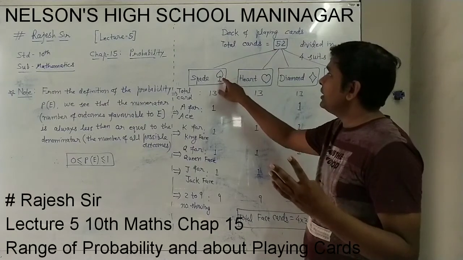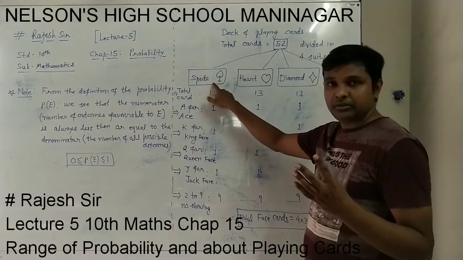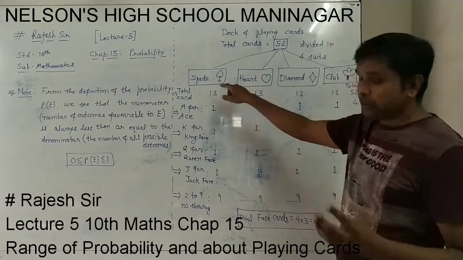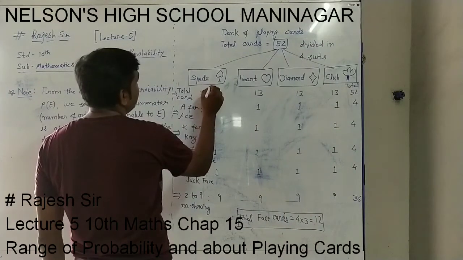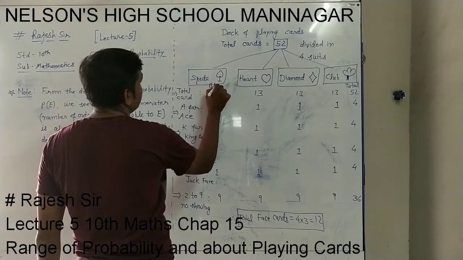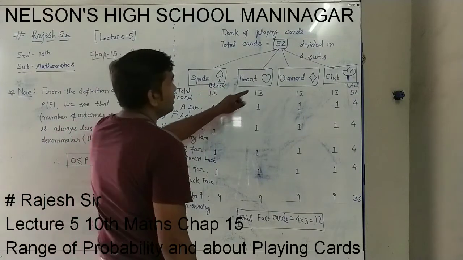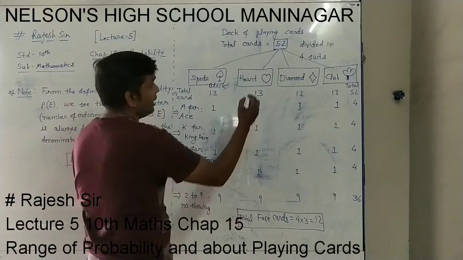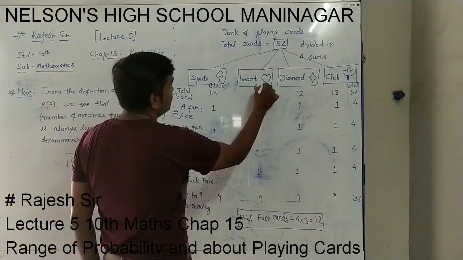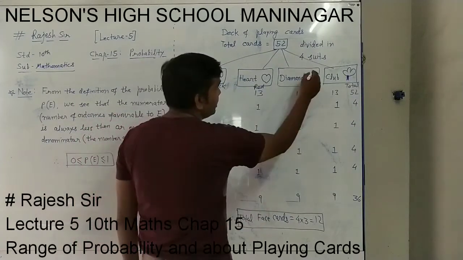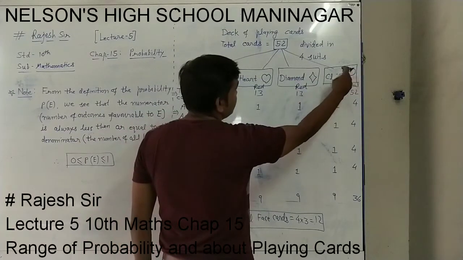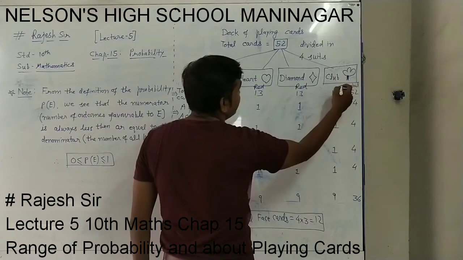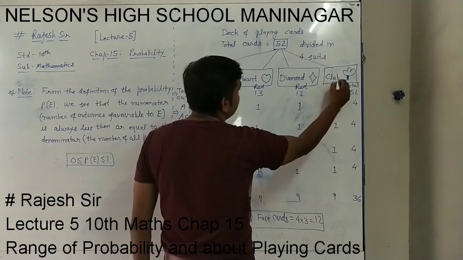This sign on the card is called spade. It is in black color. Spade will be black color. This heart-shaped card you will find is in red color. The diamond-shaped card is also in red color, and this club card, which has a 3-leaf shape, is again black color.